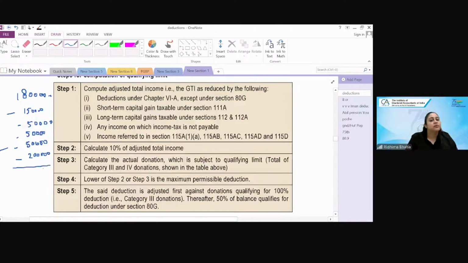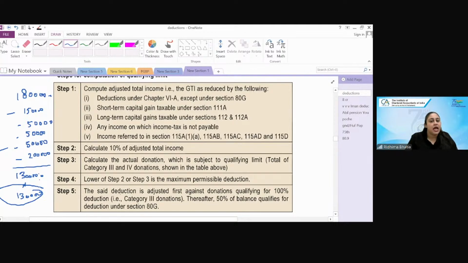Now what is my gross total income? This is called adjusted gross total income. 18 minus 2 minus 1 minus 2, 5 lakhs. So 13 lakhs. Now 10% of the adjusted gross income, that is 1,30,000, becomes my kitty for the third and fourth category.